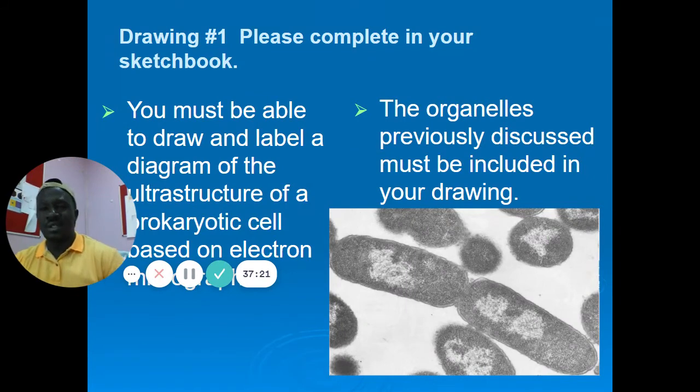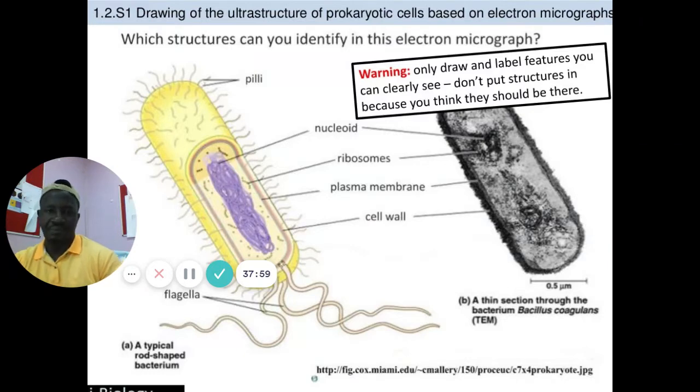I have one activity which everyone needs to try out in their free time. Complete in your sketchbook: you must be able to draw and label a diagram of the outer structure of a prokaryotic cell based on the electron micrograph. So you need to take time, pause the video, and then draw that structure to see if you can still draw it. It gives marks. Then also show the organelles previously discussed, they must be included in your drawing. That is activity one. So this is what we do.